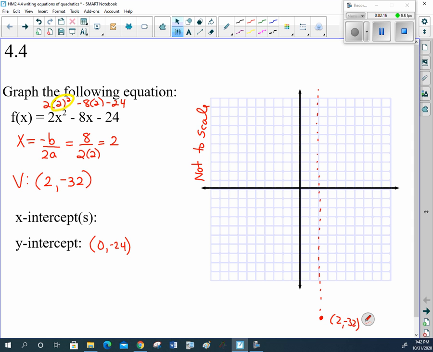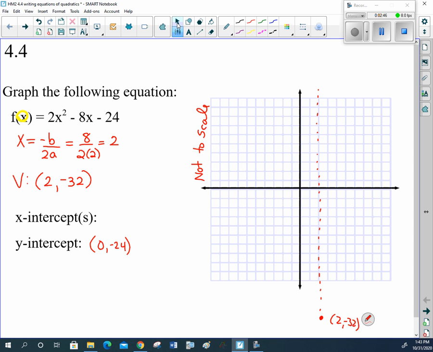It's 0, negative 24. Remember, to find the y-intercept, you go back to the original equation, put a 0 in for the x, and you end up with negative 24. So your y-intercept is 0, negative 24. So if we're going to find the x-intercept, it's the only thing we don't know. Remember, when you're looking for an x-intercept, you're going to let y equal 0. So I'm going to put a 0 over here, and then I'm going to go ahead and figure that out.